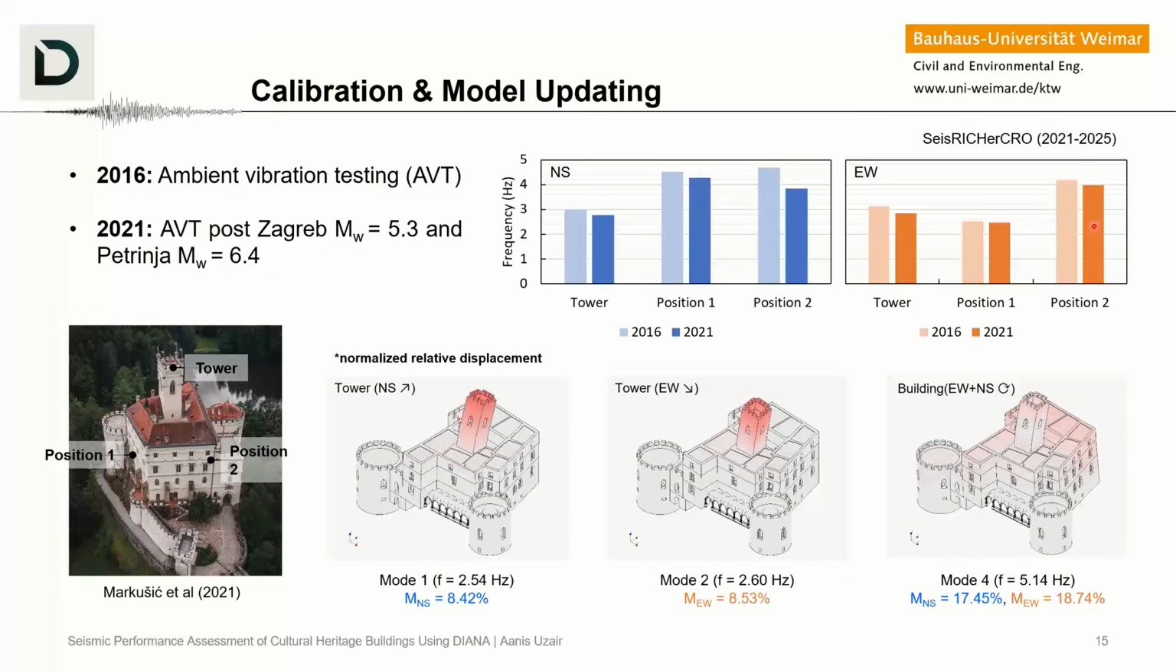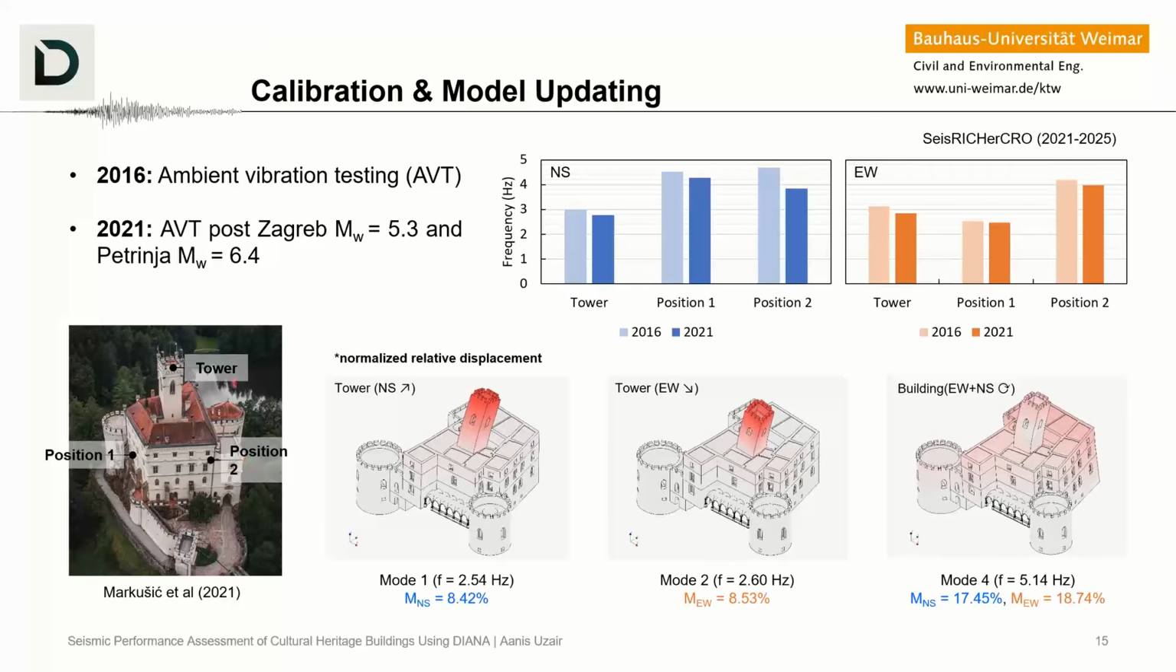And this is good information to construct a model with the frequencies in 2016 and then construct a model with the frequencies in 2021 to understand where the structural damages could have been to cause the shift of period from 2016 to 2021. In this case, the ambient vibration testing is carried out here in the tower, here in the second floor, and here in the second floor.